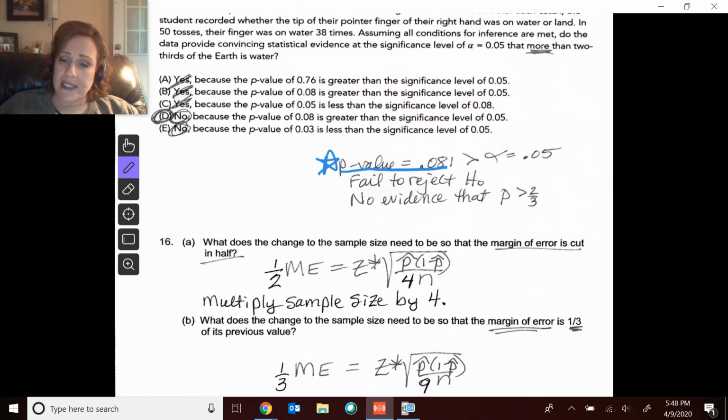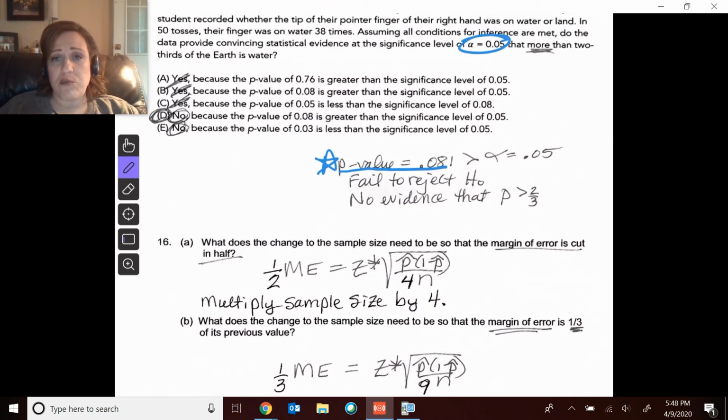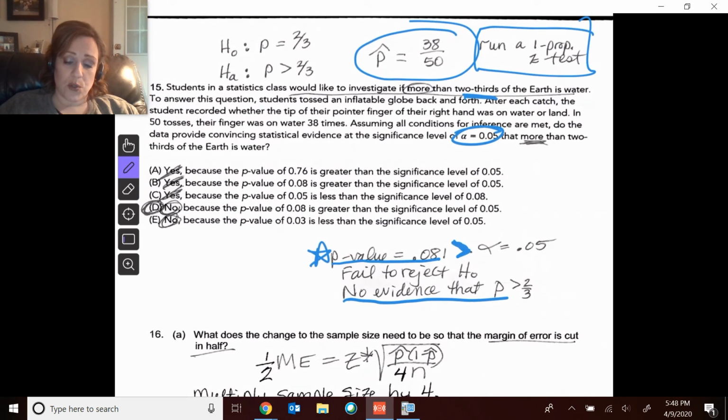So they say, okay, what does that mean then in reference to this alpha of 0.05? So that p-value is greater than alpha, so that HO does not go. I'm going to fail to reject the null hypothesis, and I do not have evidence of HA, okay, because my HO is that it's 2/3, my HA is greater. So that's why it is D. The ones that say yes are out. I do not have convincing statistical evidence that more than 2/3 of the earth is water.